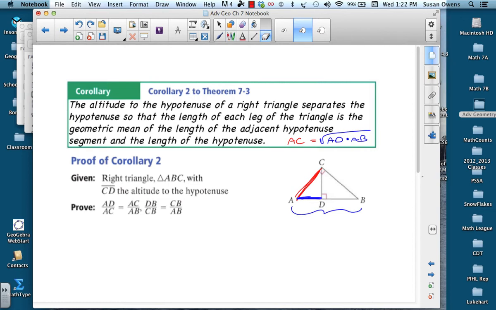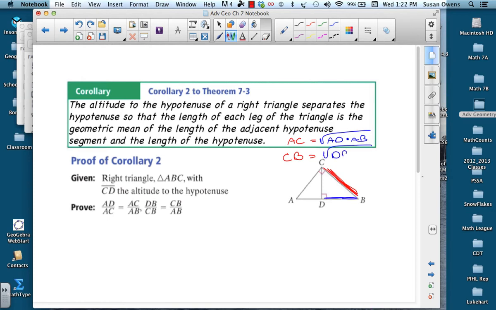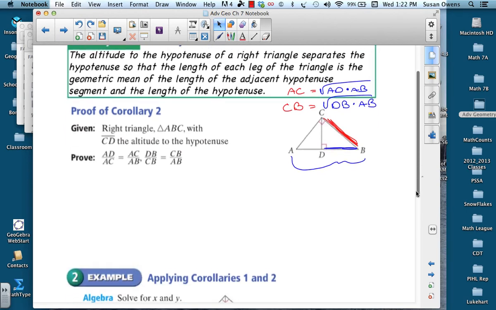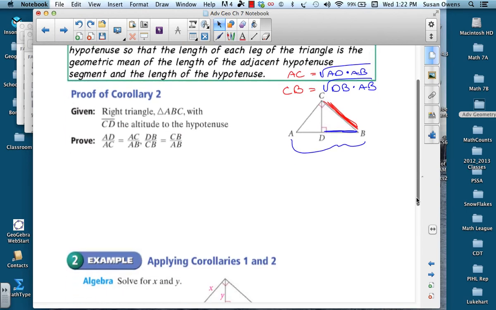And because there's 2 legs, it actually doesn't matter which way I do this. I can also do CB. CB is another geometric mean, so CB, and it's the geometric mean of this part that's closest to it, DB, and the whole thing again. So what we have is we actually have three geometric means. The altitude is the geometric mean of the two pieces of the hypotenuse, and each leg is a geometric mean of the piece that's closest to it on the hypotenuse and the whole thing.